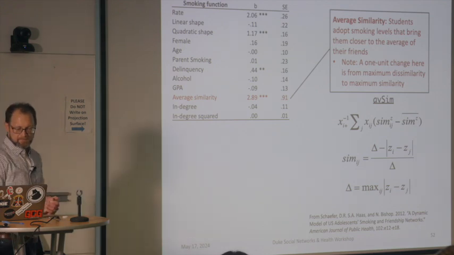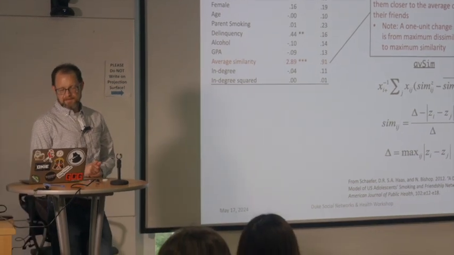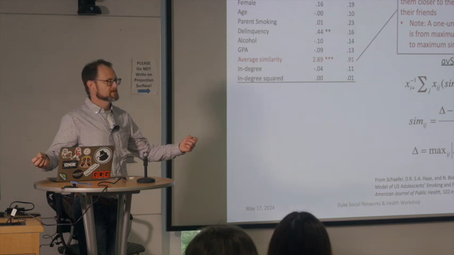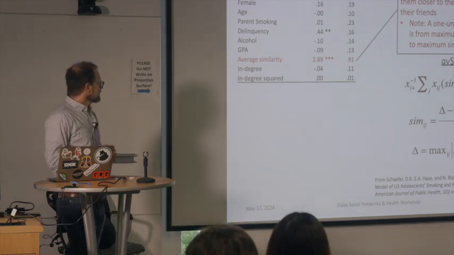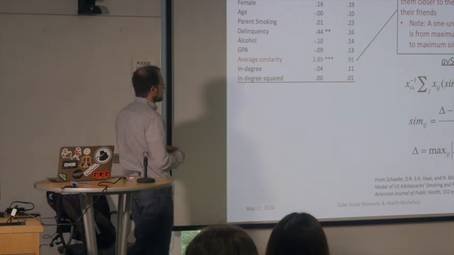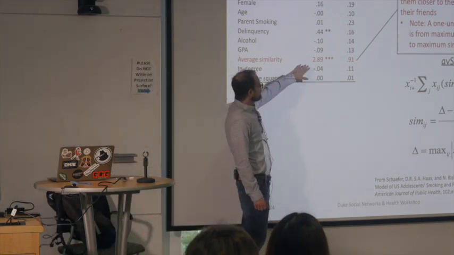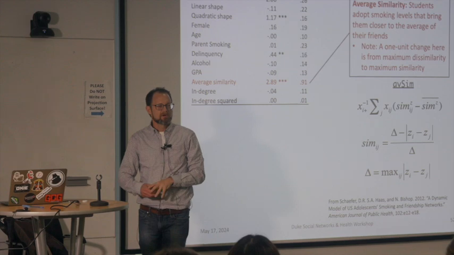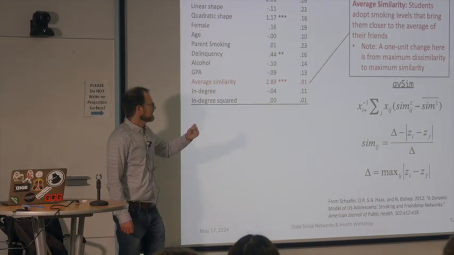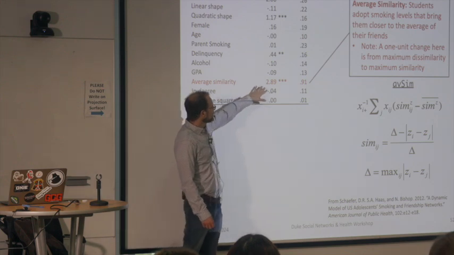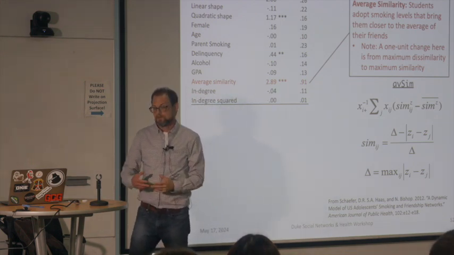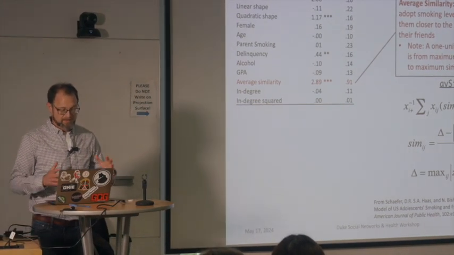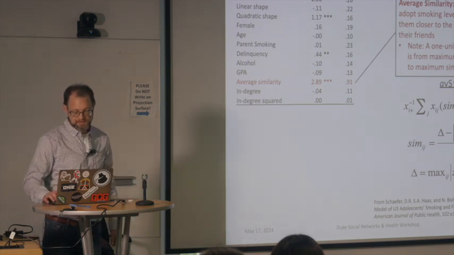Average similarity turns out to be something that ranges from 0 to 1, where 0 is the most dissimilar, 1 is absolutely similar. So when we're talking about average similarity as an effect here, a 1 unit change means we're going from all my friends are maximally dissimilar to all my friends are as similar as possible, and how does that affect my behavior? And you see that has a pretty compelling effect, right? You would exponentiate that to get the effect, but you're really likely to follow your friends here.